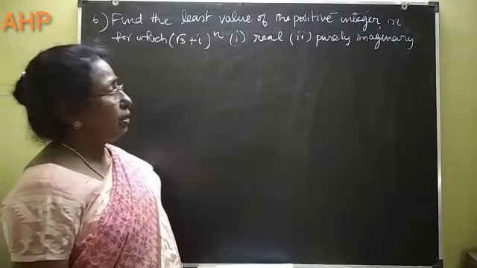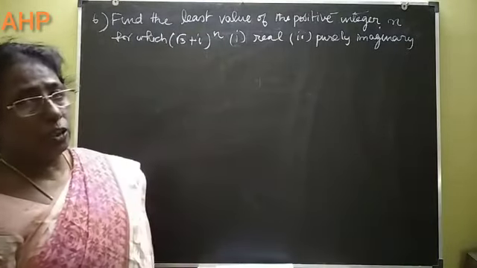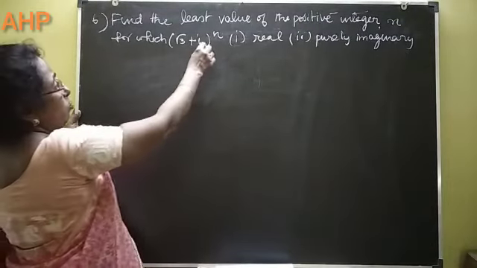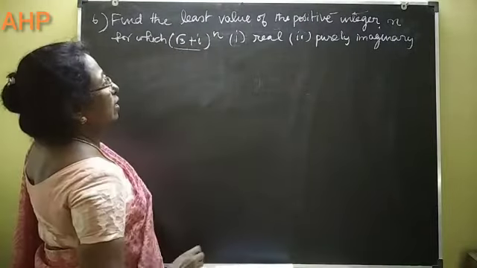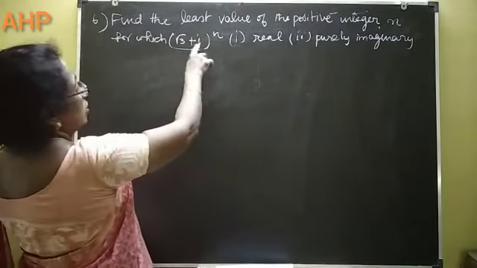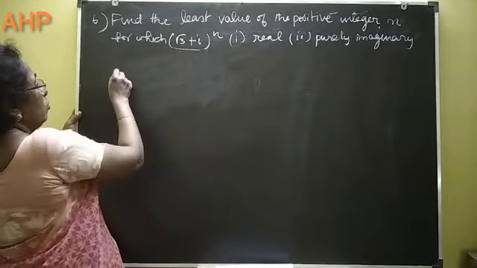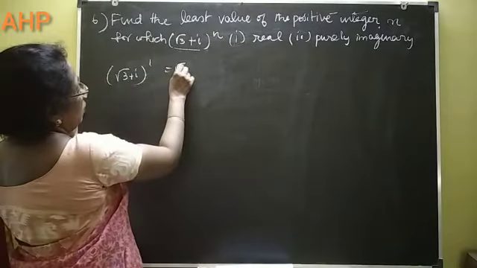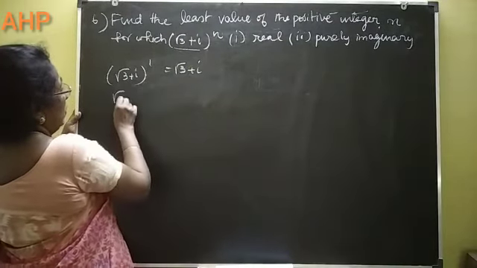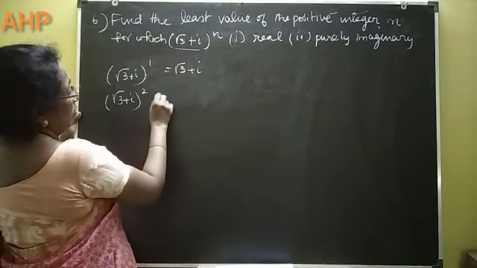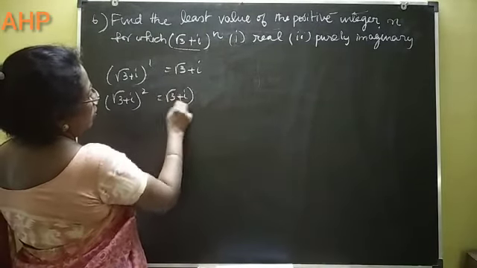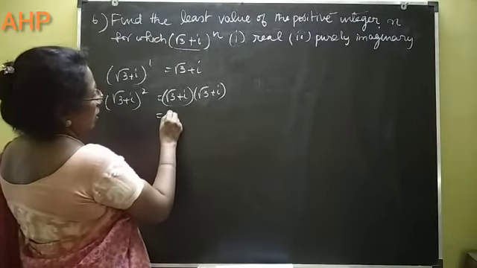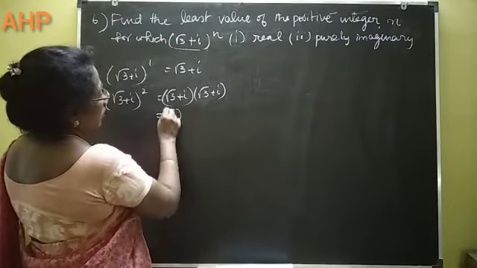Find the least value of the positive integer n for which root 3 plus i the whole power n is real. Secondly, purely imaginary. Now we are supposed to find out for what value of n this expression is purely real and for what value of n this expression is fully imaginary. So root 3 plus i the whole power 1 is equal to root 3 plus i. Now root 3 plus i the whole square is equal to root 3 plus i into root 3 plus i.